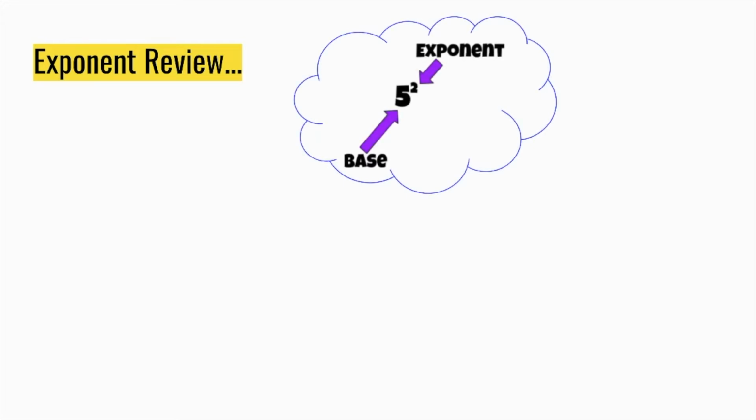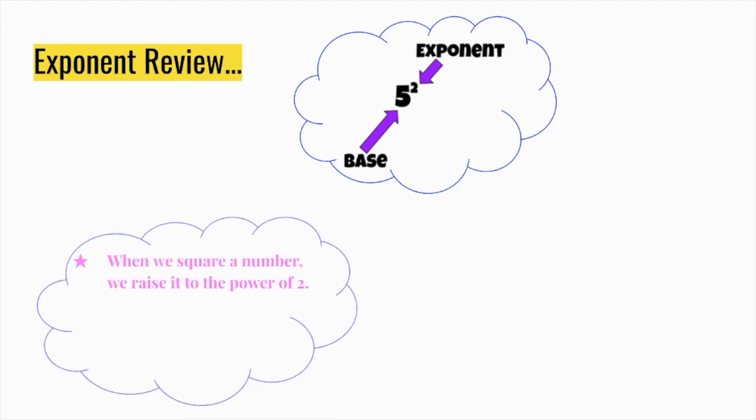Before we start getting into square roots and cube roots, we're going to do a real quick exponent review. So if you remember, when you have 5 to the power of 2, 5 is your base number and 2 is your exponent. When we square a number, that means we raise it to the power of 2. So that's read as 5 squared, which means 5 times itself 2 times, which is 25.